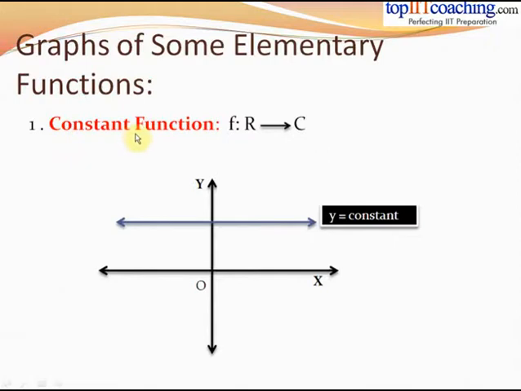The first one is the constant function. The domain of a constant function is the set of real numbers and the range is one single value. So, this is the graph of a constant function, where y equal to c represents the graph of any constant function. We see that for all the values of x, this graph has only one value, that is y is equal to c, and so the range becomes only one single value.